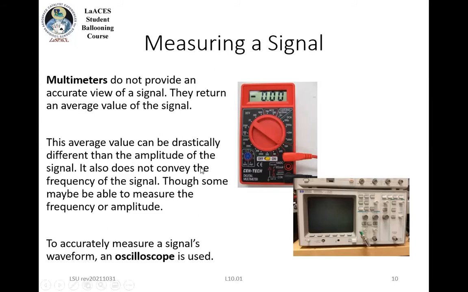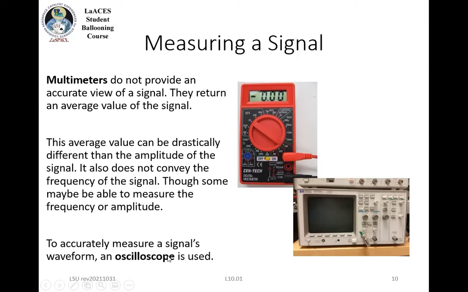So often that average value can be very different from the amplitude, and in particular, if it's just a DC voltage or current, you're not going to know anything about the frequency. However, a lot of multimeters will have an AC setting where it will give you an amplitude and a frequency. How those behave on something that is not a clean sine wave, they may not work that great.